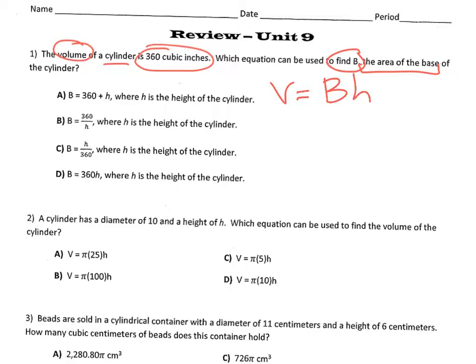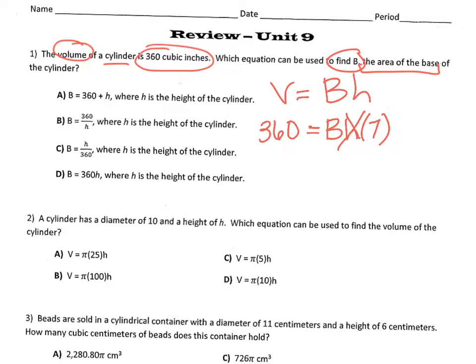So we're having to work backwards. If they gave us the volume, I'm still going to plug in just like I would normally. Plug in your formula, so 360 for the volume. And we're looking to see which equation could be used to find B if we knew the height. So like a one-step equation. Say the height was like 7 or something.